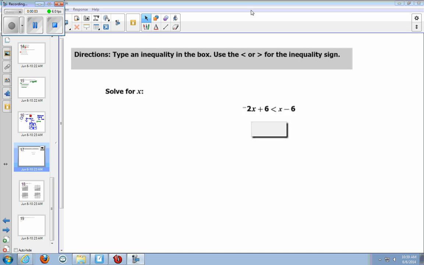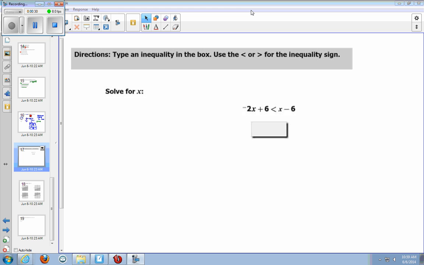We are working question by question through the 2014 released Algebra 1 SOL, and we are on question number 17. Question number 17, we see a TEI, a technology enhanced item. When we see these, there's extra directions given in the gray box at the top. These directions say type an inequality in the box, use the less than or greater than for the inequality sign.